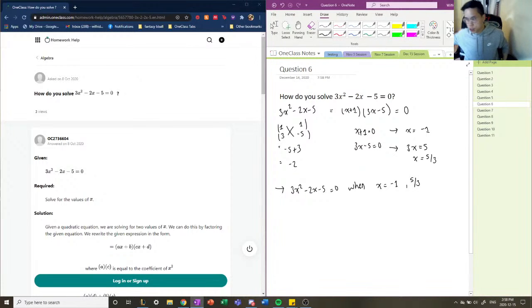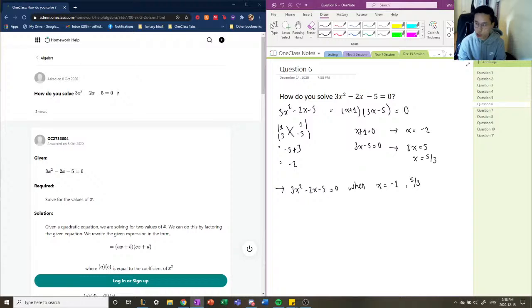Okay, so this is just one way of solving this problem. And for other ways of solving this problem, you can use the quadratic formula to solve it if you're unable to factor it, or you can even graph and find the x-intercepts of your graph.